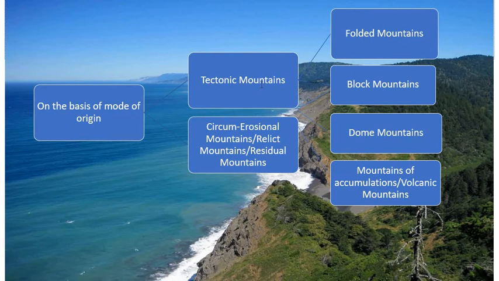Okay, so the next one is block mountain. This block mountain is formed by the tensile forces of the earth. It is also known as horst mountain or fault mountain.